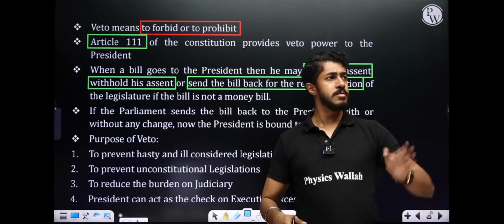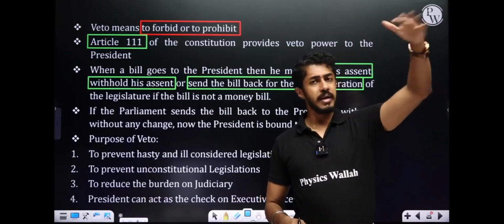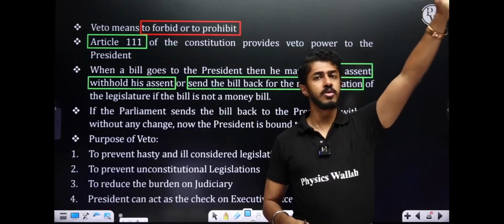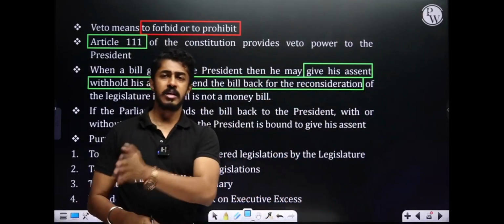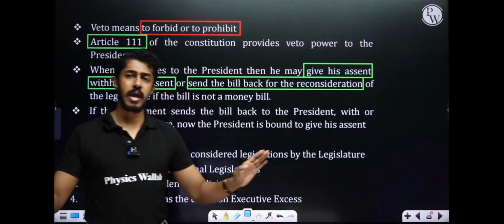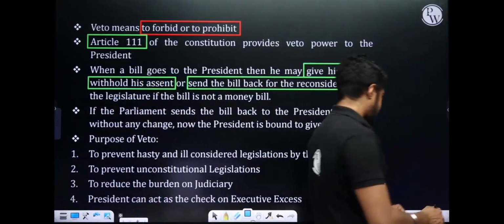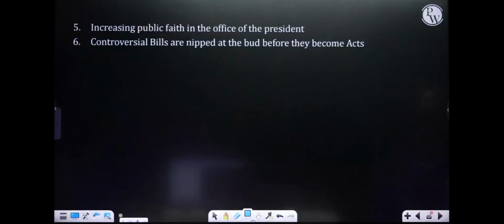Because otherwise what happens? Bill gets passed, then it goes to the judiciary. Judiciary strikes it down. All that hassle. Initially itself do the needful. Game over. Clear? Increasing public faith in the office of the president. Controversial bills are nipped in the bud before they become acts.